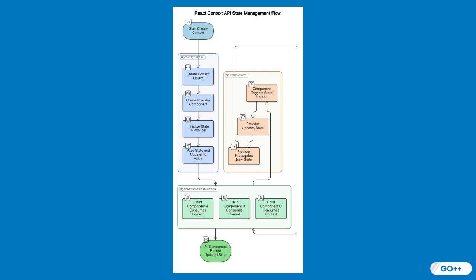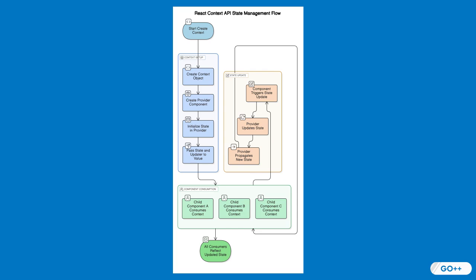Next, we have the provider, a component that wraps your application or part of it, allowing its children to access the context's value. The provider uses a value prop, which holds the data to be shared. Finally, the consumer or useContext hook is utilized by components to access the context value. This approach eliminates the need to pass props through every level of your component tree, making your code cleaner and more efficient.